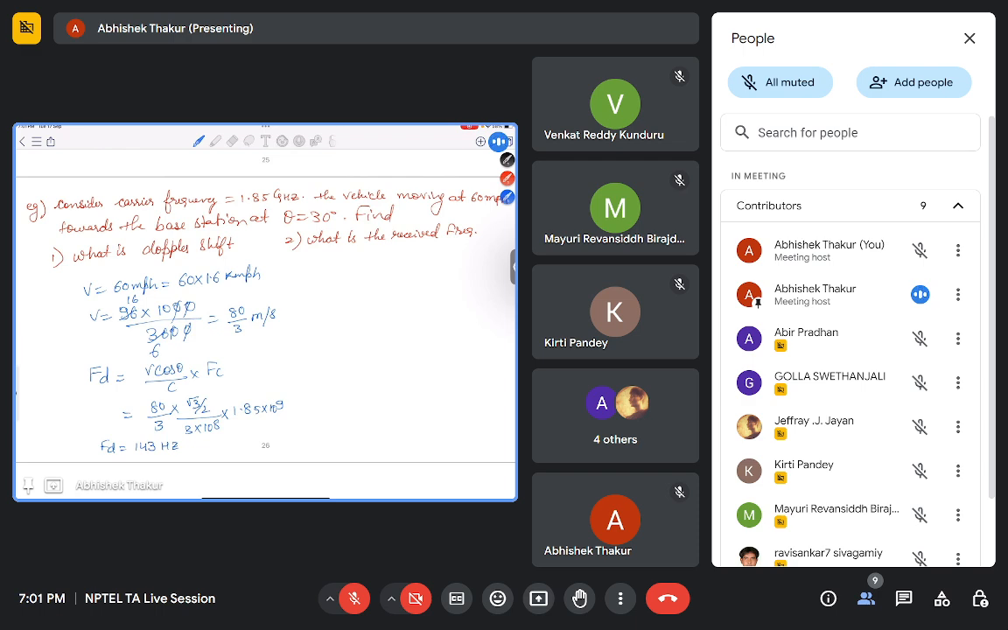Now the second is the received frequency. So the received frequency is the carrier frequency plus the Doppler shift. So this is equal to 1.85 into 10 to the power of 9 Hertz plus 143 Hertz. So this is nearly equal to the same carrier frequency. It's a very minute change.